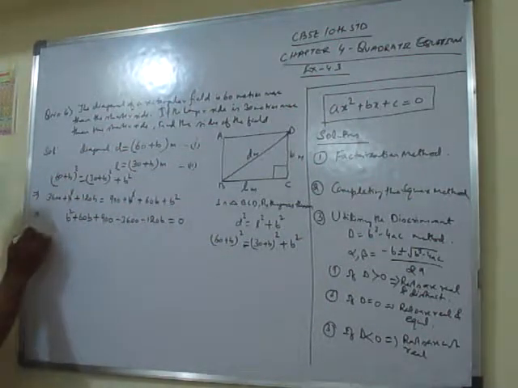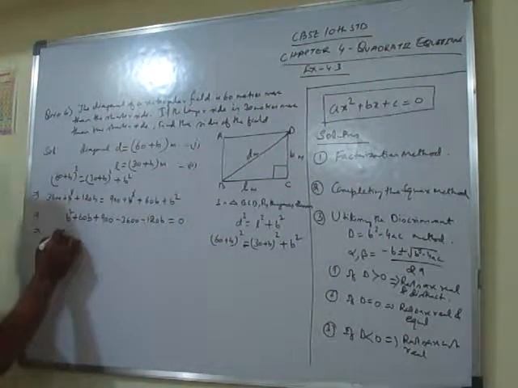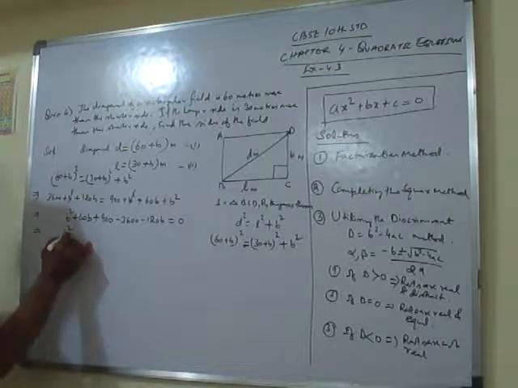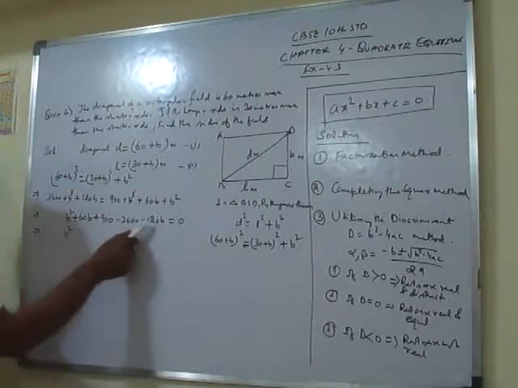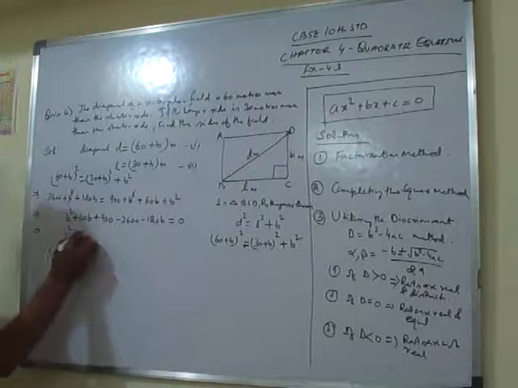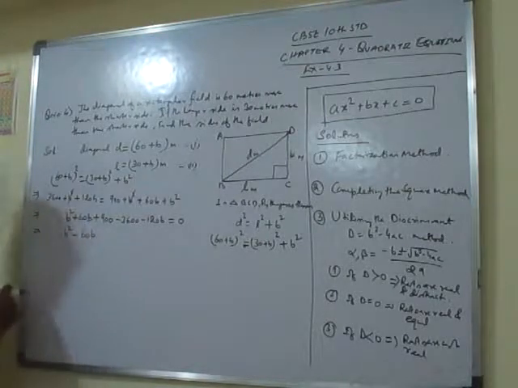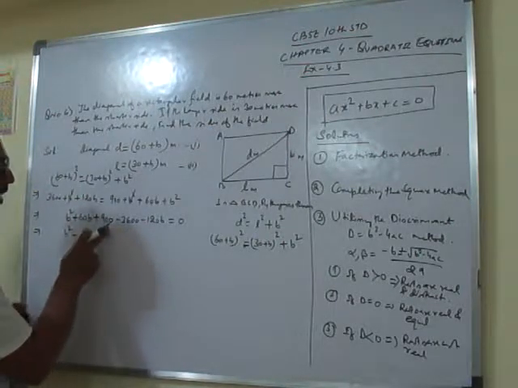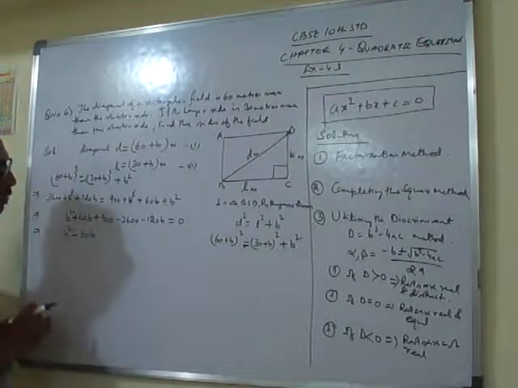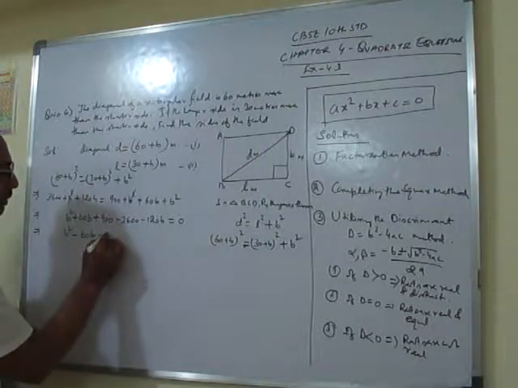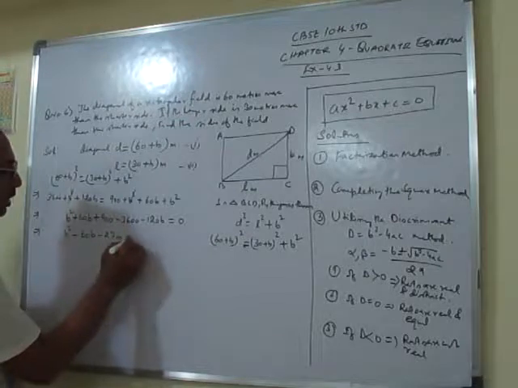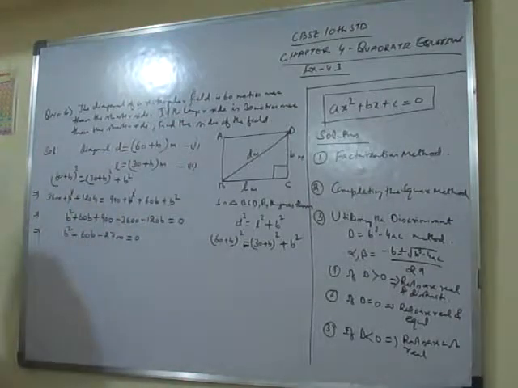Now our equation will get reduced to B square, now 60B minus 120B, so minus 60B. And then plus 900 minus 3600, so minus 2700 is equal to 0.